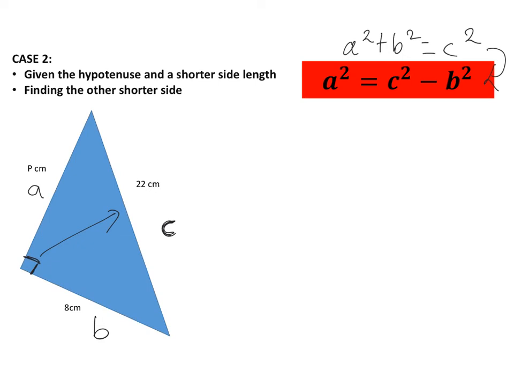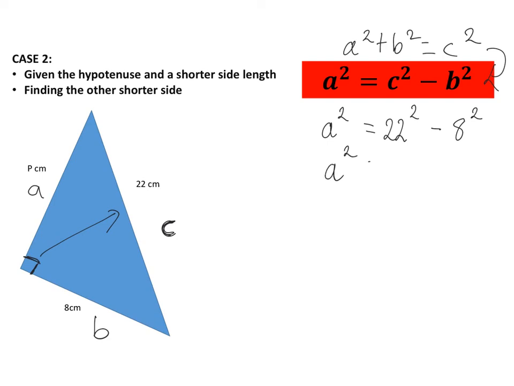All we do is we go ahead and substitute in those values. So A we don't know. A squared equals C squared, so 22 squared, minus B squared, which is 8 squared. So be careful with this minus here because this was a plus in our original formula. So just be really careful to properly substitute your values in and closely follow that formula.